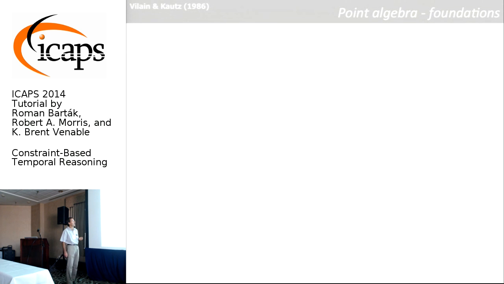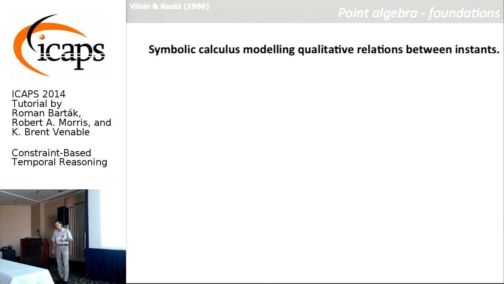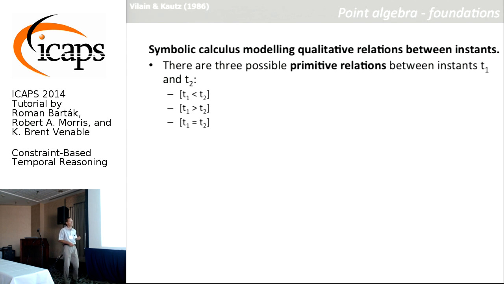So as I said, I will start with the description of the qualitative approach using time points. We were talking about some symbolic calculus to process time points and relations between the time points. So in this calculus, we need some primitive relations. For time points, it's quite easy because we have a linear time. So there are just three relations between the time points. Either one point is before the other one or after it, or they happen exactly at the same time.